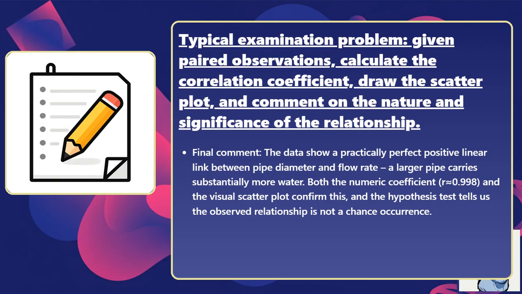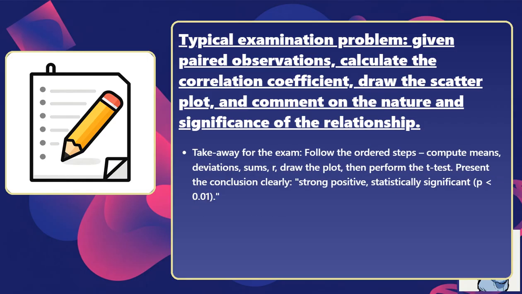Final comment: the data show a practically perfect positive linear link between pipe diameter and flow rate. A larger pipe carries substantially more water. Both the numeric coefficient, r approximately 0.998, and the visual scatter plot confirm this, and the hypothesis test tells us the observed relationship is not a chance occurrence. Takeaway for the exam: follow the ordered steps, compute means, deviations, sums, r, draw the plot, then perform the t-test. Present the conclusion clearly: strong positive, statistically significant, p less than 0.01.